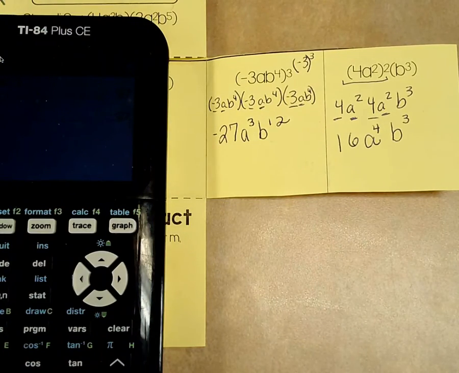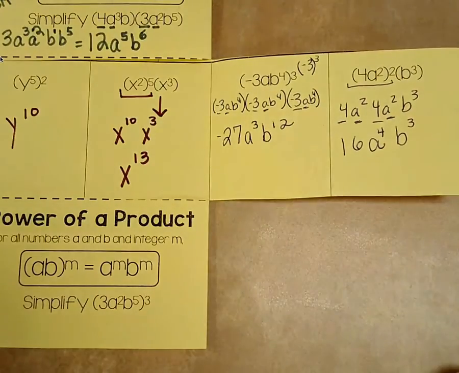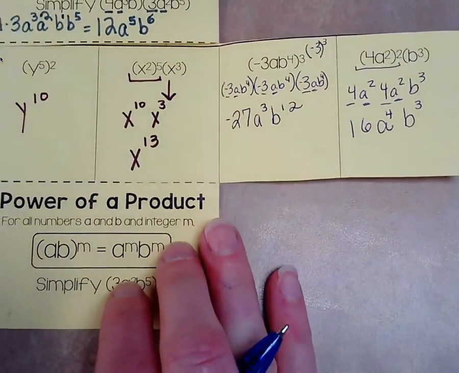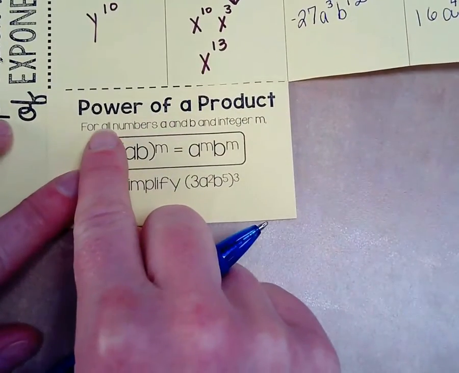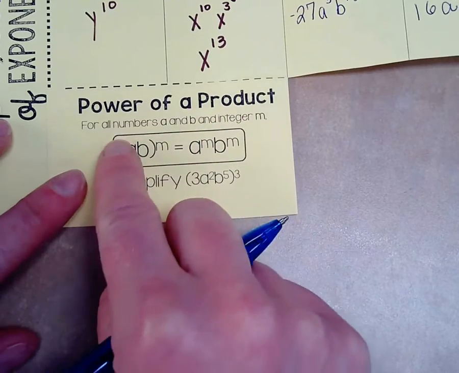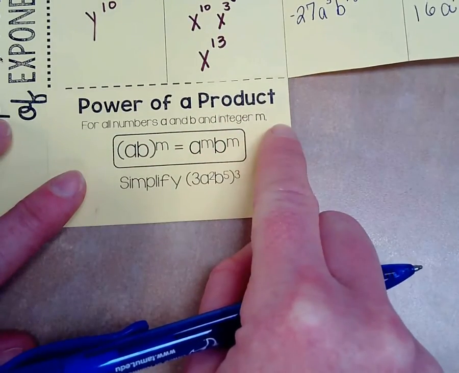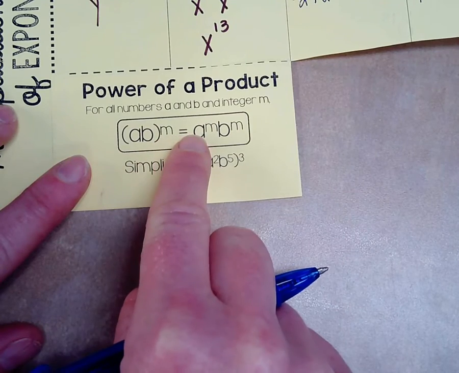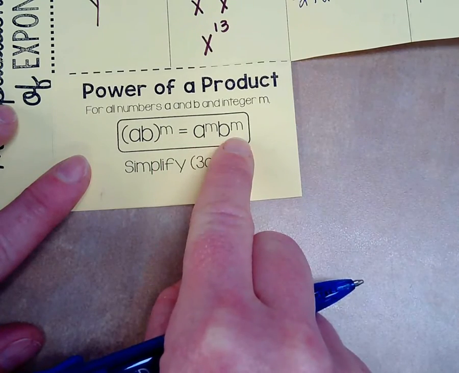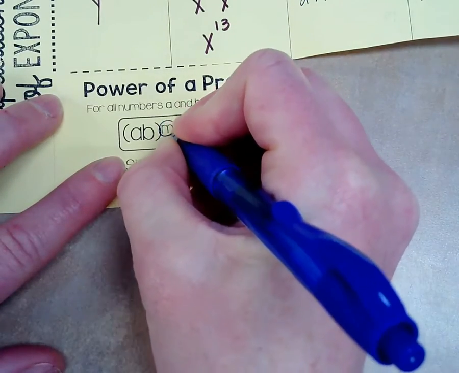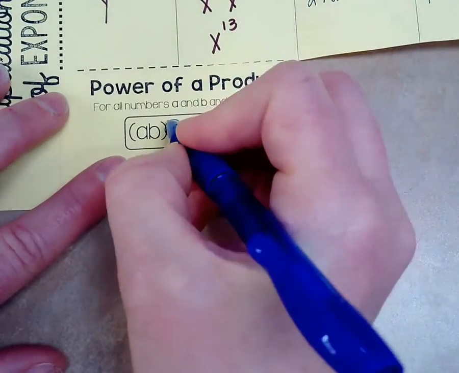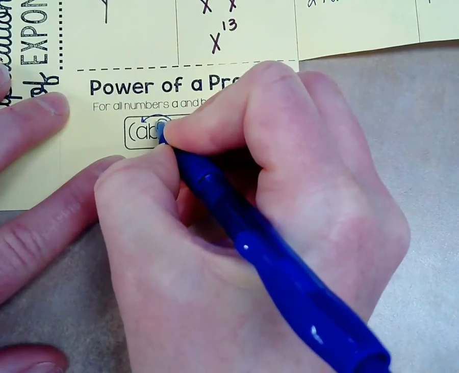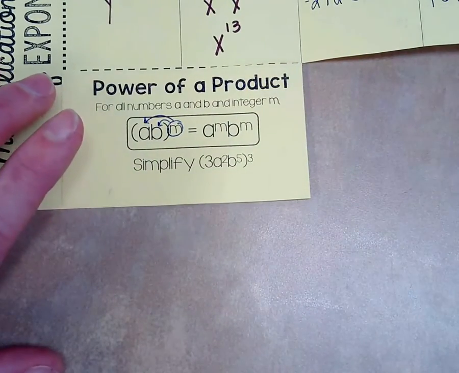So we did these 2 problems by expanding it out. But whenever it comes to bigger exponents, it's going to be harder to do that. And we have more and more work. So let's look for the rule. Here's the rule. Power of a product. For all numbers a and b and integer m, we have (ab) raised to the m equals a to the m, b to the m. So it's like we're sending this exponent inside. What does that remind you of? Distributing, yeah.